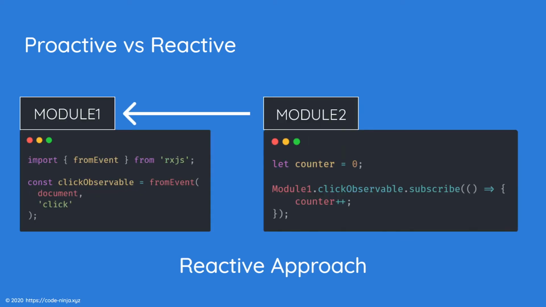In Reactive, we invert this relationship. Here we have Module 1, which creates a click observable, and we have Module 2, which subscribes to this observable from Module 1. So we have Module 2 listening to Module 1 for any events within Module 1. Thus, we can say Module 2 is reactive and drives its own behavior and state when a click event is emitted. To re-emphasize, Module 2 is responsible for acting upon its own state.